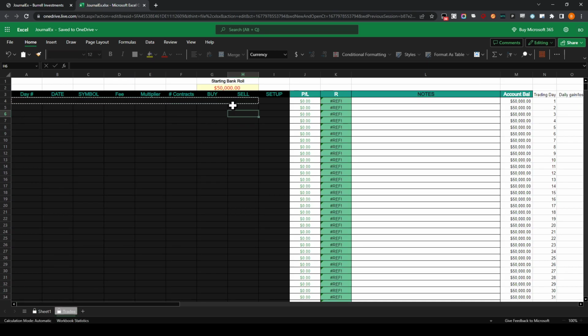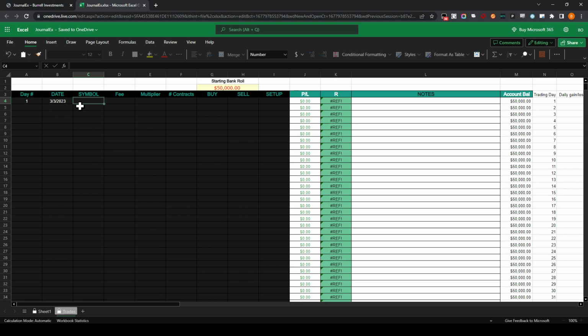This is where you enter your trades. The first thing you should do is set this starting bankroll up here. Start off with whatever your account is. And if you're doing a prop firm, then put in your starting balance, for example a 50K account, which is what I put in here. And that's how you should start it off. And in here, we'll just try day one. Put in the date.